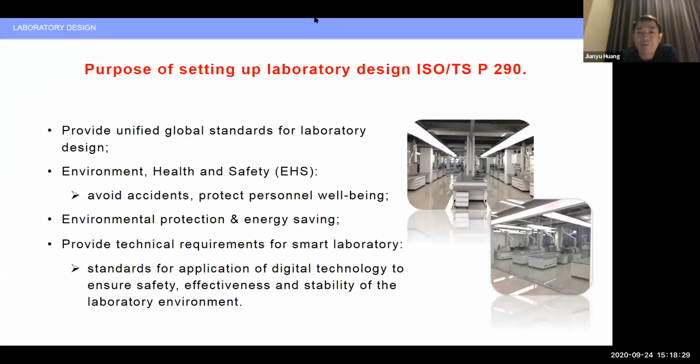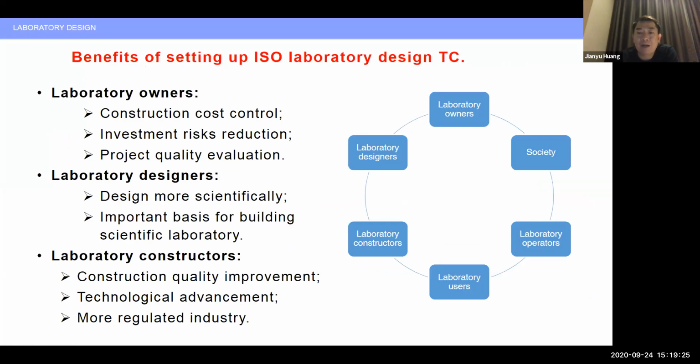The primary objective of our laboratory design proposal, ISO TSP 290, is to provide unified global standards for laboratory design and design effective systems to meet all the environment, health and safety activities of the laboratory, avoiding accidents and protecting the well-being of all those working in the laboratory, and to stipulate technical requirements for smart laboratories. Standards for the application of digital technology to ensure safety, effectiveness and the stability of the laboratory environment.